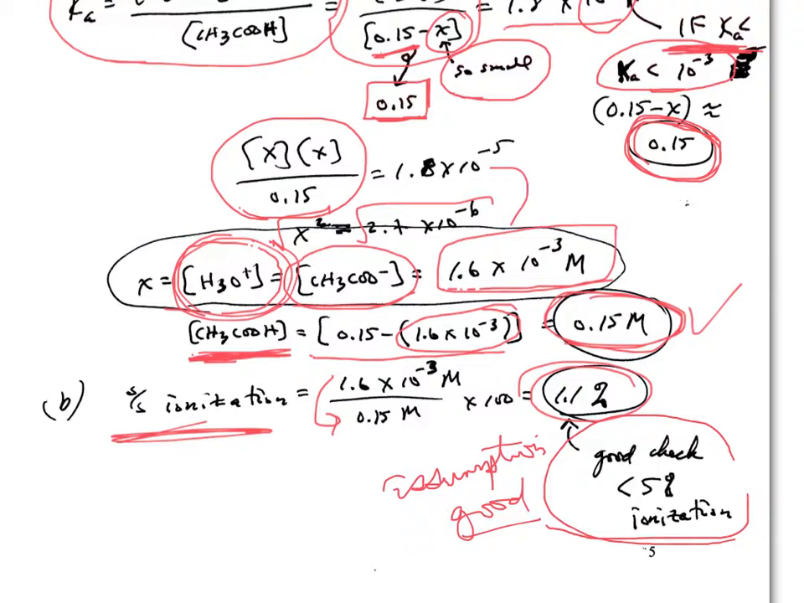binomial to simplify. If your percent ionization comes out to be 5% or greater, then you have to go back and leave that binomial put, and you've got to do the quadratic formula then. You'll have to crank out the algebra and have it in the form of ax squared plus bx plus c equals 0, and then plug in your quadratic formula if it comes out to be greater than 5%.